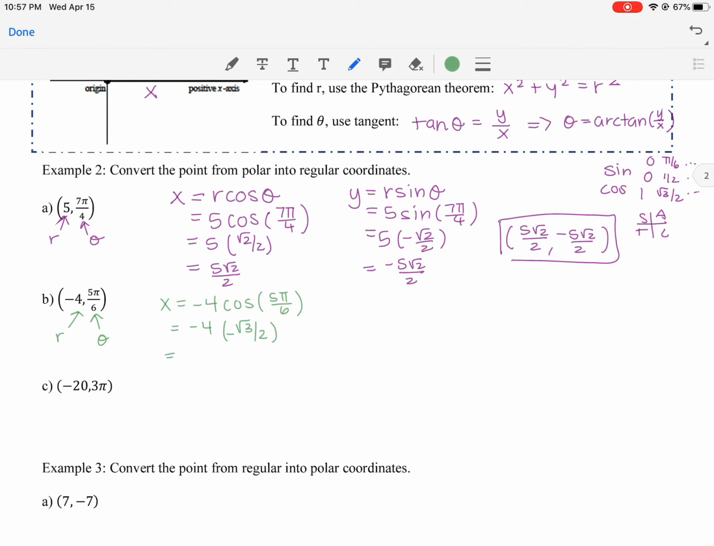However, since we're in the second quadrant, sine is positive, that means cosine is negative. So this would be equivalent to 4 square roots of 3 over 2. It does become positive because you have a negative times a negative there. And we can simplify that. 4 divided by 2 is just 2 square roots of 3.